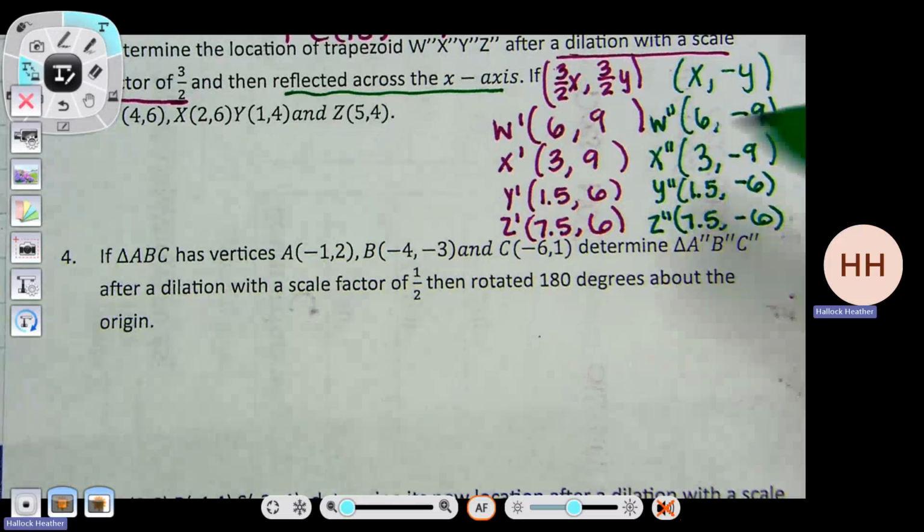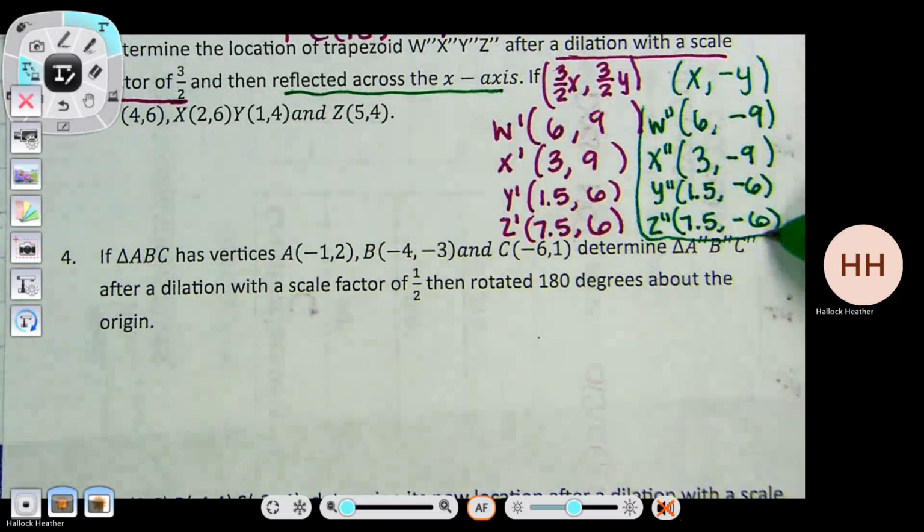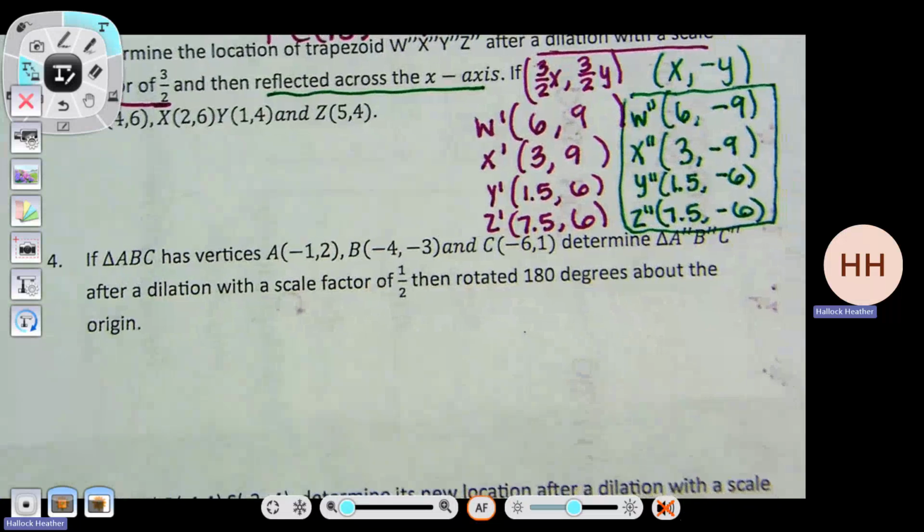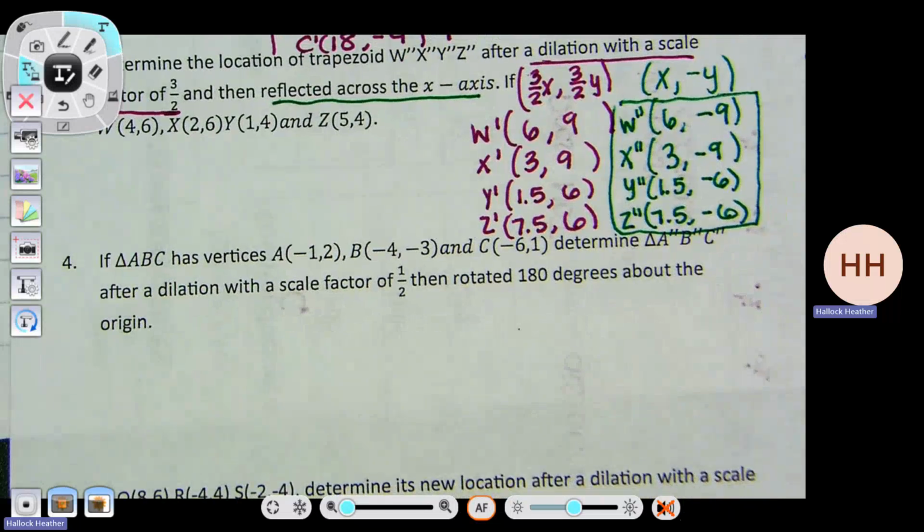See if you could do number 4. We'll do 2 more together. Try number 4. It says a dilation of a scale factor of 1/2 first. What you got to do first. Dilations always are multiplying by the scale factor.